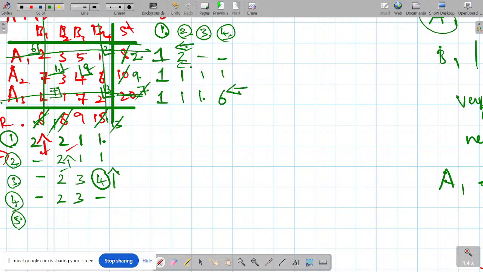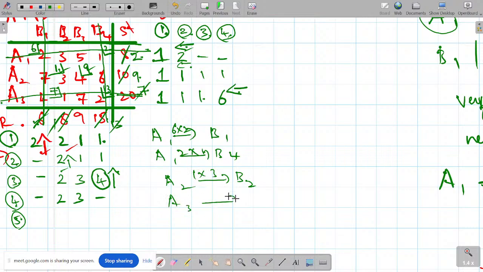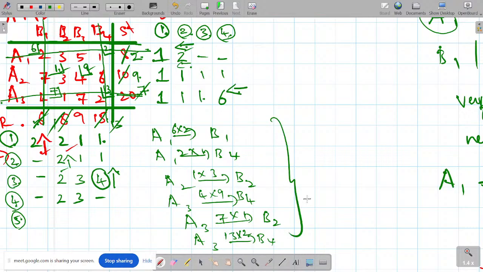Okay. So if you now check the values, A1 to B1, it is 6 units, 2 cost each. A1 to B4, it is 2 units and 1 rupee. Then A2 to B2, it is, I think, 1 into 3. Then A3 to B4, it is 4 into 9. Okay. Then A3 to B2, it is 7 into 1. And A3 to B4, it is 13 into 2. So you can please check the total cost is 8,600.